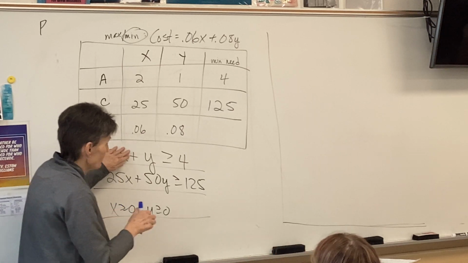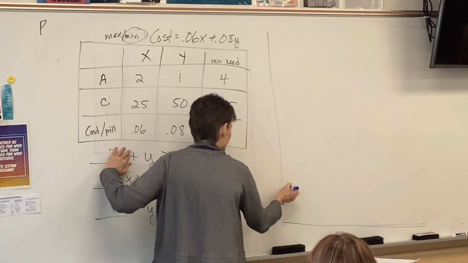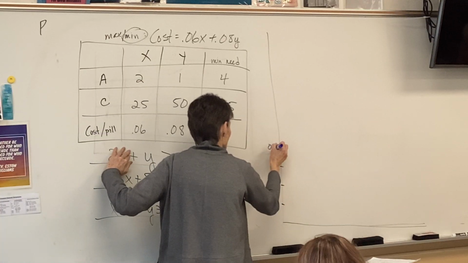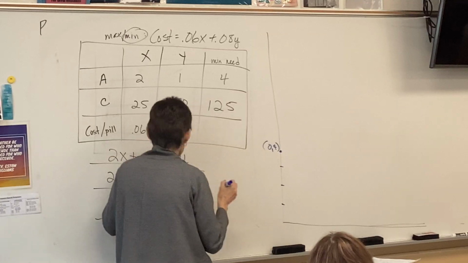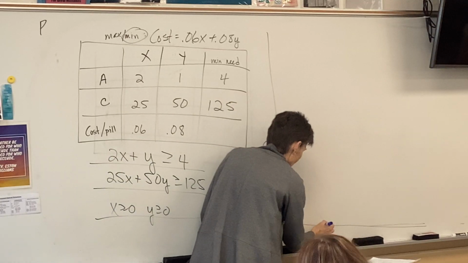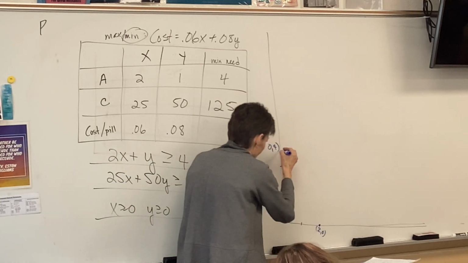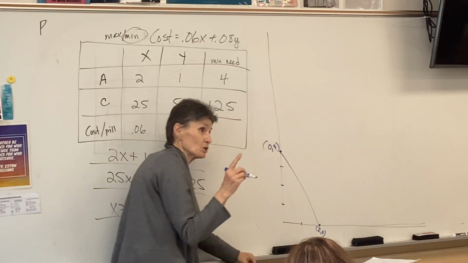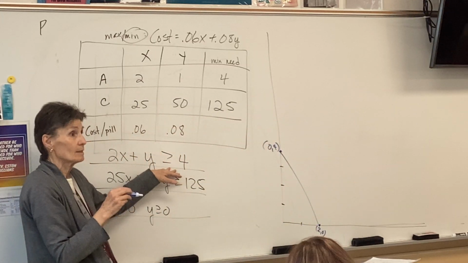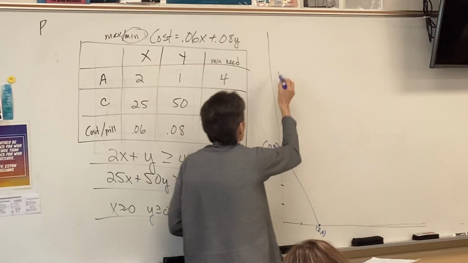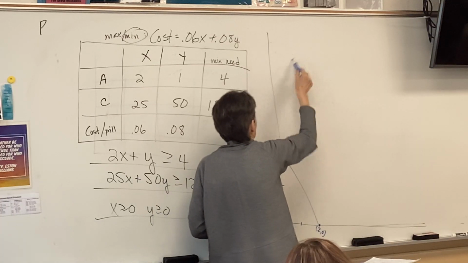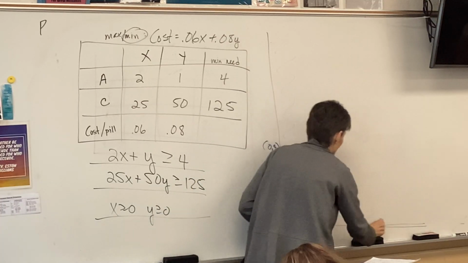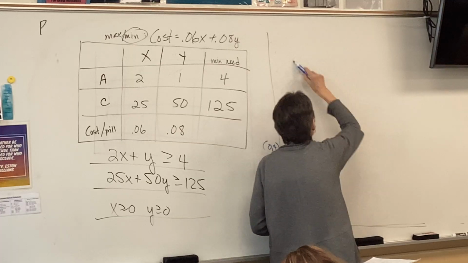If X is 0, Y is 4. And if Y is 0, X is 2. Now where's that shaded? Be careful, where's that shaded? That's shaded out. So all of this out here is shaded.